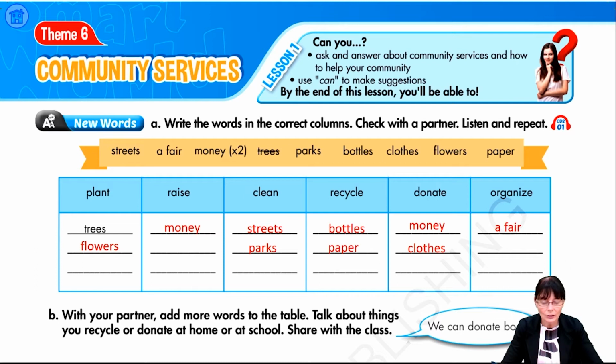Now with your partner you can add more words to the table and just talk about things that you can recycle or donate, like at your school or at your home or even in your community. For example, we can donate books. As you know, we can donate clothes, recycle paper, recycle bottles. So talk about the things that you can do in your school or at your home or in your community. We'll move on to the next slide now.